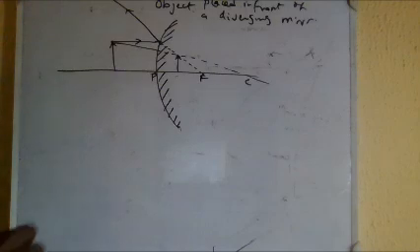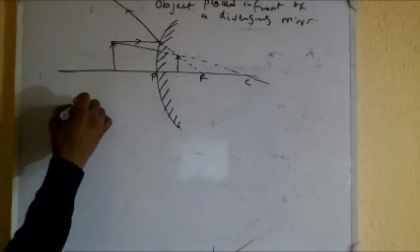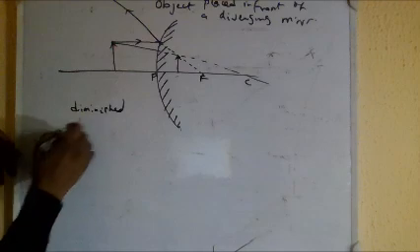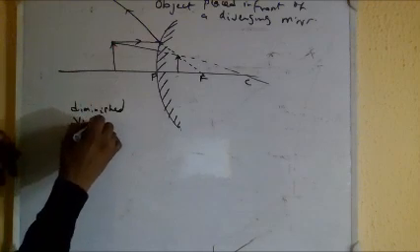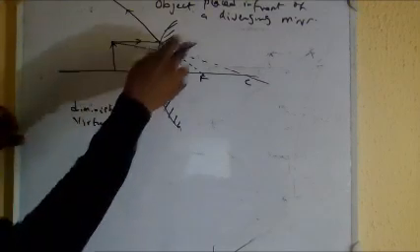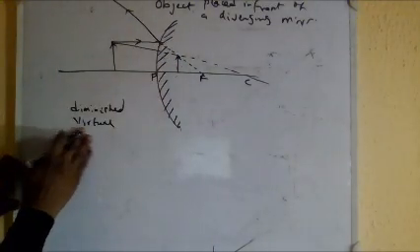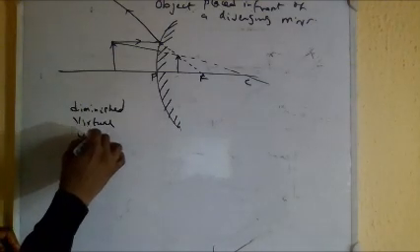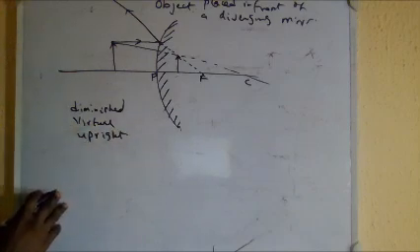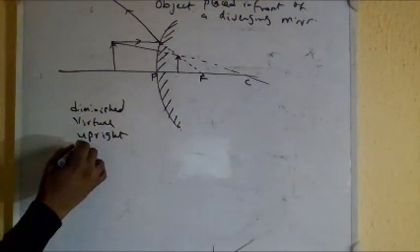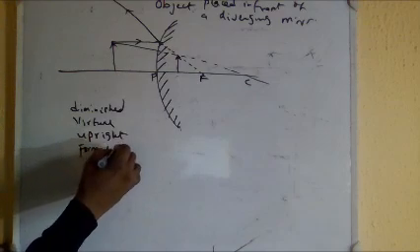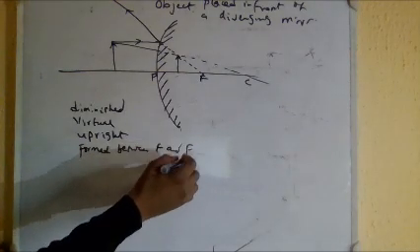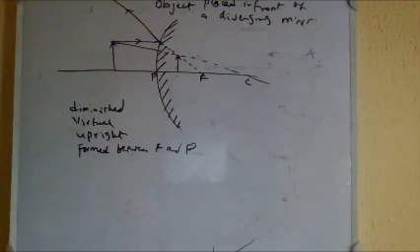Number one, it is diminished. It is virtual. Why is it virtual? Because it's formed behind the mirror. Broken lines. It is diminished, virtual. It is upright, and it is formed between F and P. So these are the scenarios.